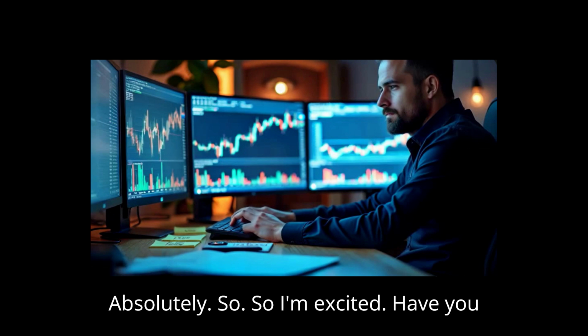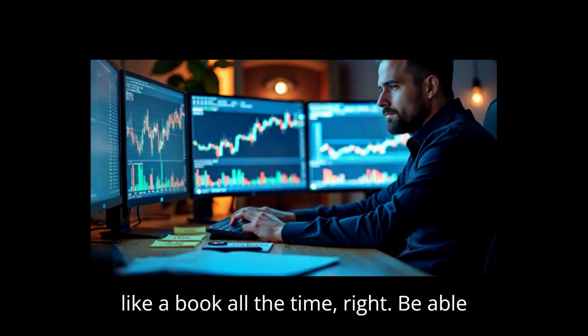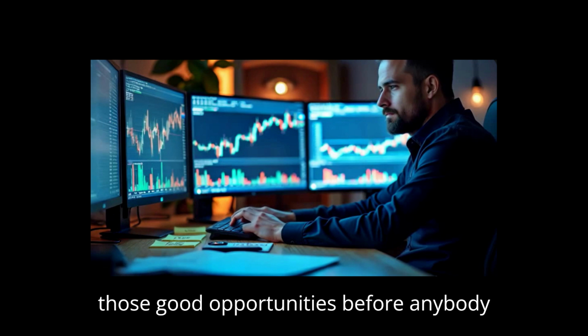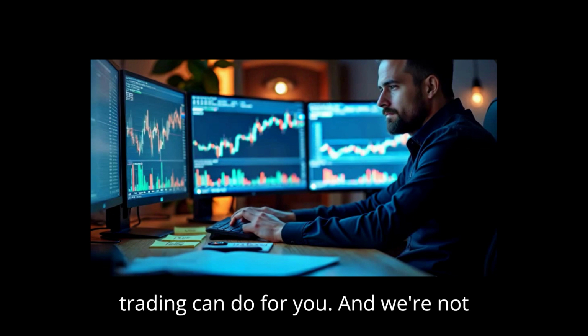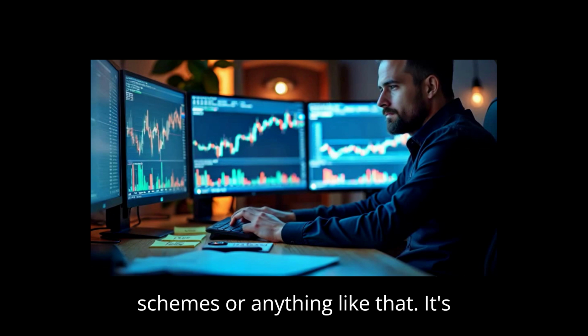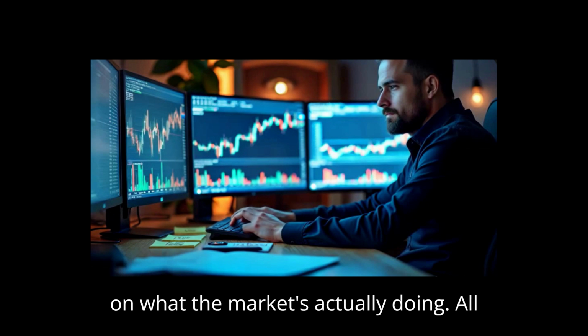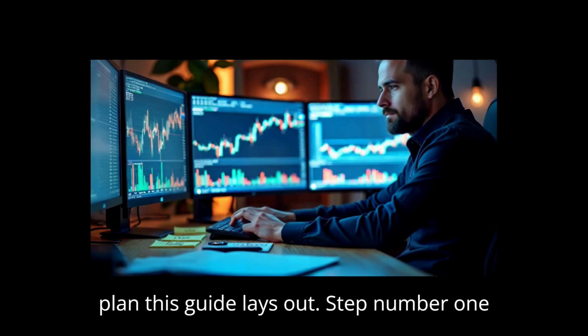Have you ever wished you could read the market like a book? Be able to spot those trends and the dips and all those good opportunities before anybody else. Wouldn't that be great? That is basically what price action trading can do for you. And we're not talking about get-rich-quick schemes or anything like that. It's really about making smart decisions based on what the market's actually doing. All right, so let's jump into this 5-step plan this guide lays out.